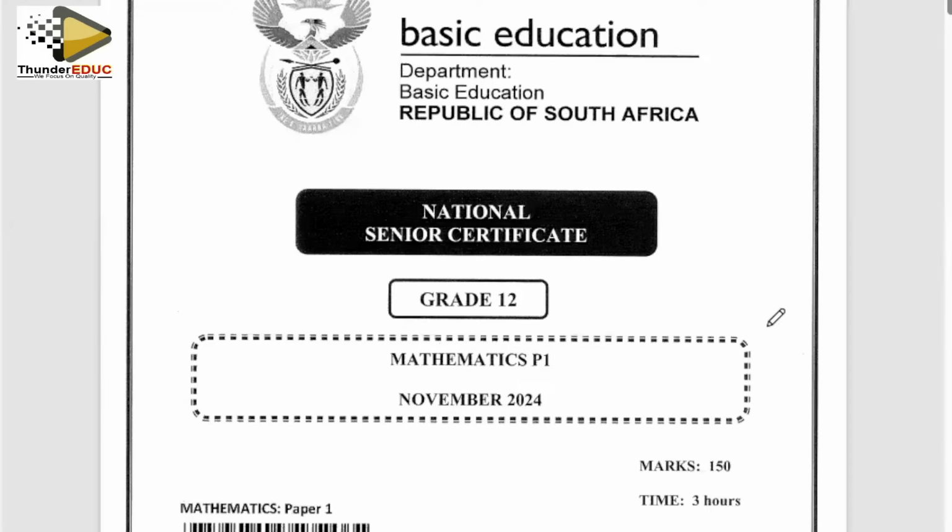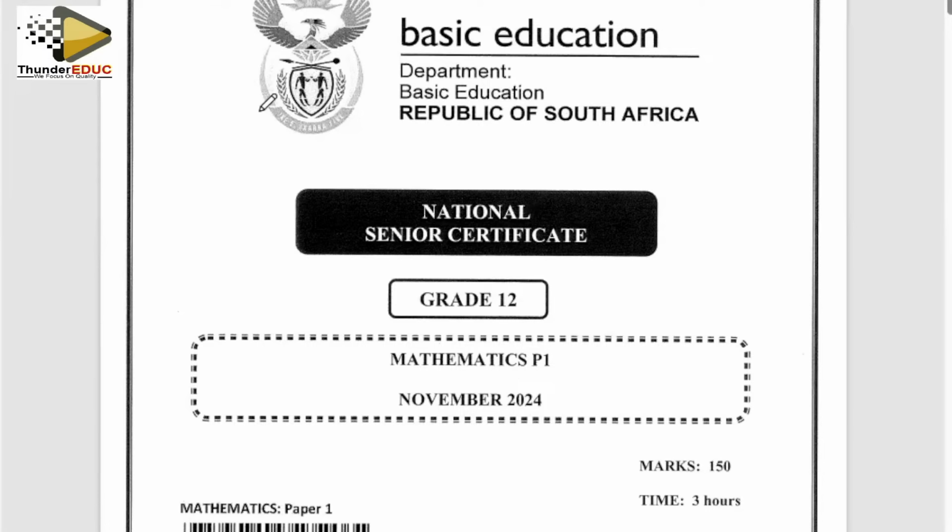And welcome to yet another session where we shall be looking at the proposed memorandum of the Grade 12 Mathematics Paper 1 for November 2024.